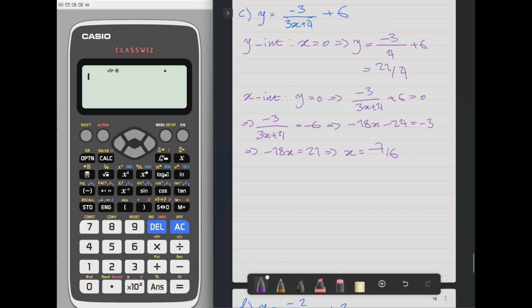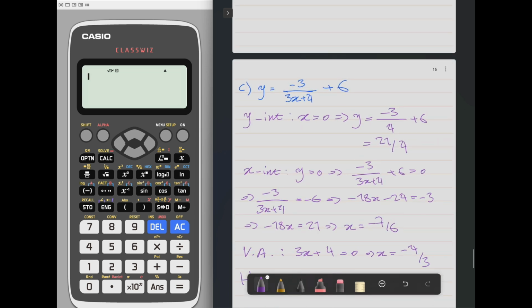And now, as for your vertical asymptote, the denominator must be equated to 0. So 3x plus 4 equal to 0. So x is equal to minus 4 over 3. What about the horizontal asymptote? Guys, the horizontal asymptote is now y is equal to 6.